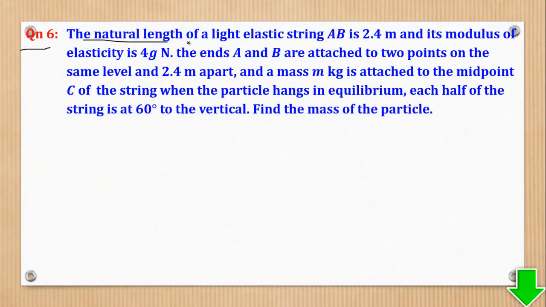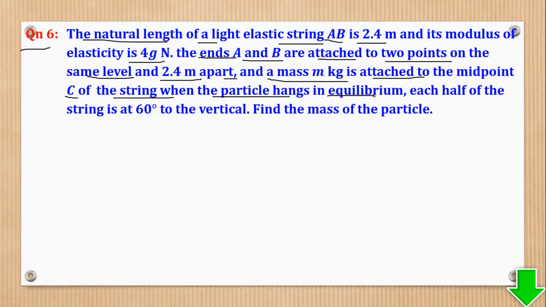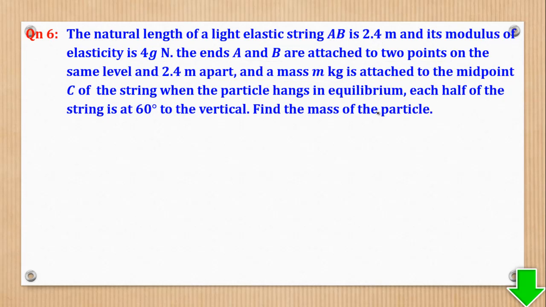Question 6. The natural length of a light elastic string AB is 2.4 meters, and its modulus of elasticity is 4g newtons. The ends A and B are attached to 2 points on the same level and 2.4 meters apart, and a mass m kilograms is attached to the midpoint C of the string. When the particle hangs in equilibrium, each half of the string is 60 degrees to the vertical. Find the mass of the particle.